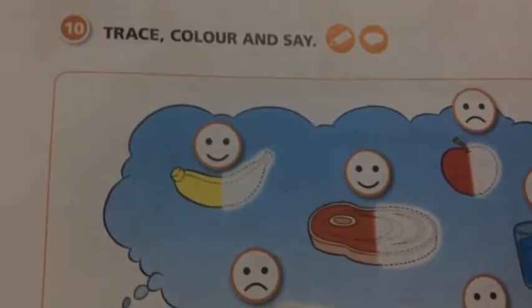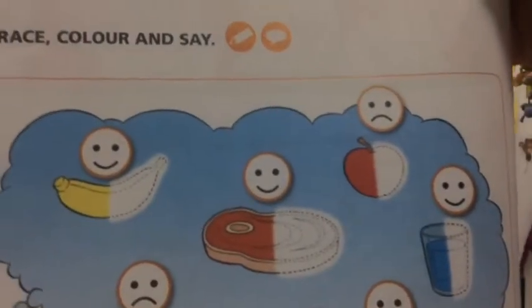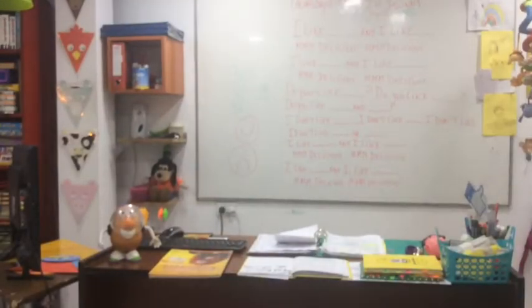Then you have to trace. Yes, trace. Color. Yes, traza primero la línea de puntos. Yes, and say. Okay, y vos vas a decir. For example, trace a banana. I like banana. Trace the meat. I like meat. Trace the apple. I don't like apple. Y te toca hacer a vos. Yes? Okay.